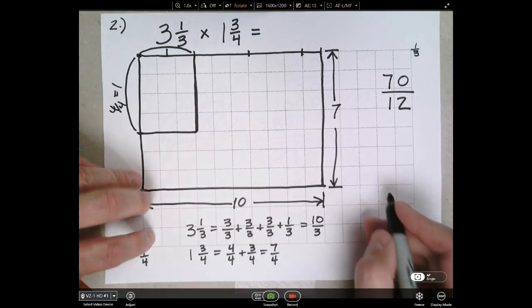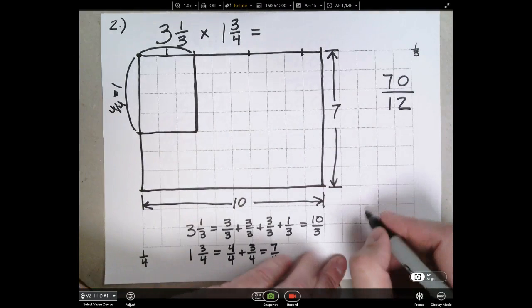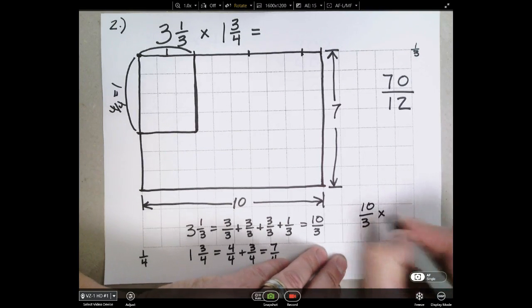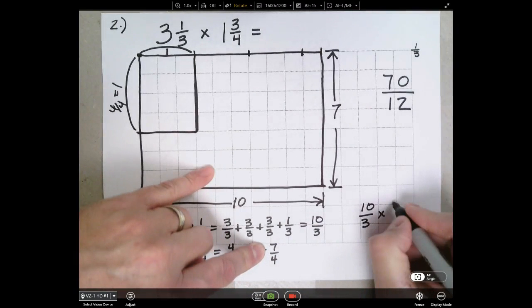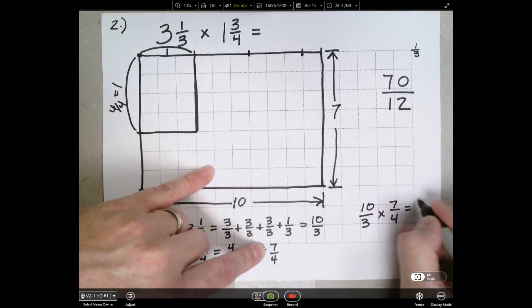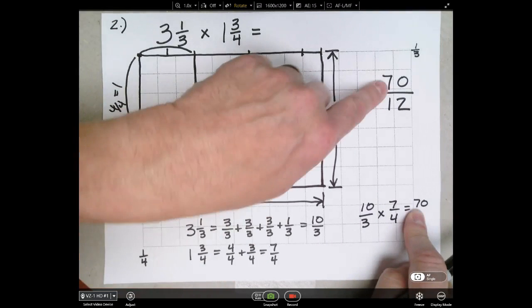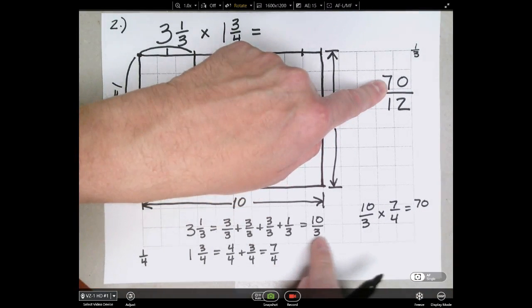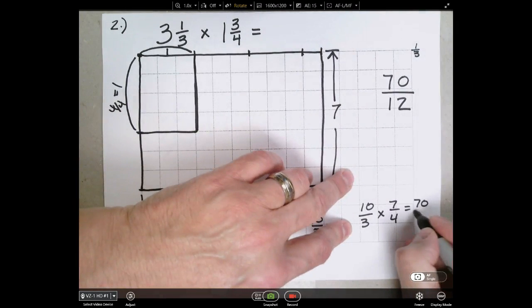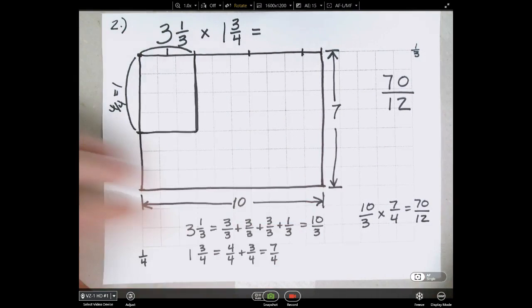Okay, so if we're using a standard approach, we might say that 10/3 times 7/4. Well, that gives us 70 on the top. And thirds by fourths means that each individual box is a 12th of the whole. So each box represents 1/12.